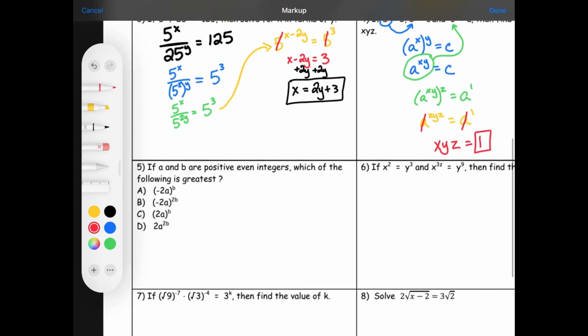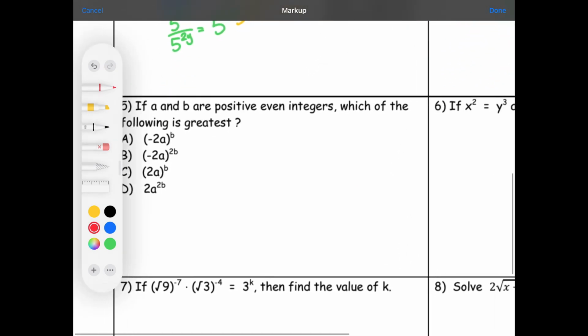Hey, why not try number 5? Now, a and b are positive integers, so you want it to be the largest thing possible. So if you distribute the b to both of those, it'd be negative 2 to the b power and a to the b power. Here, it'd be negative 2 to the 2b power. So it would automatically make it positive because it's to an even exponent. Then you'd have a to the 2b power.